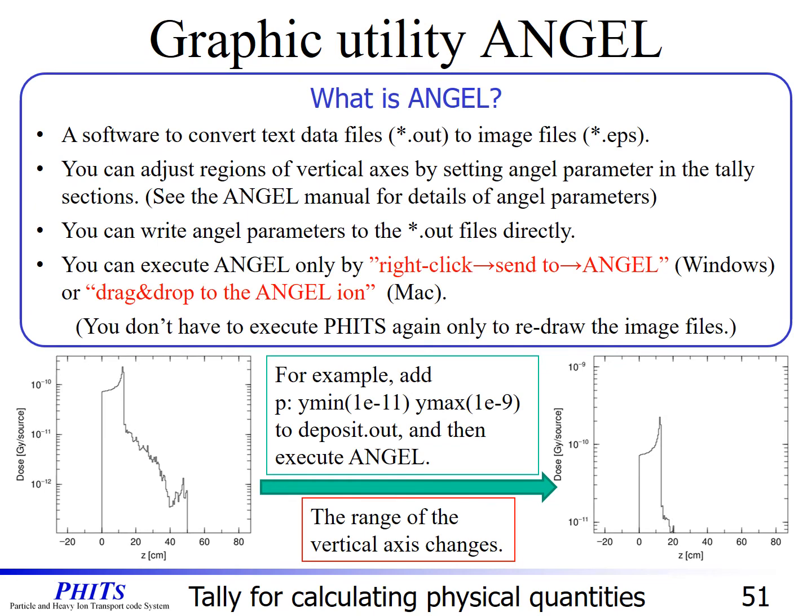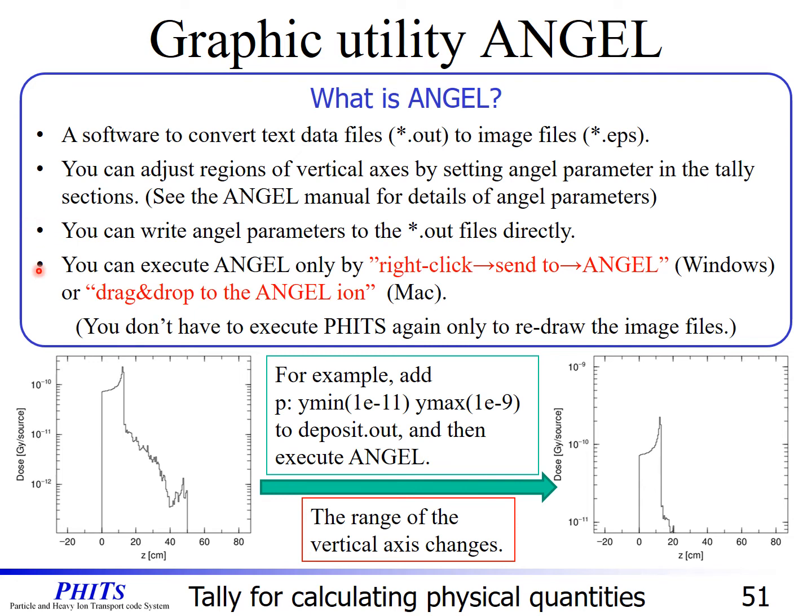Here, I will introduce graphic utilities. First is Angel. Angel is a software to convert text data files to image files. You can adjust regions of vertical axes by setting Angel parameter in the tally section. You can also write Angel parameters to the output files directly.